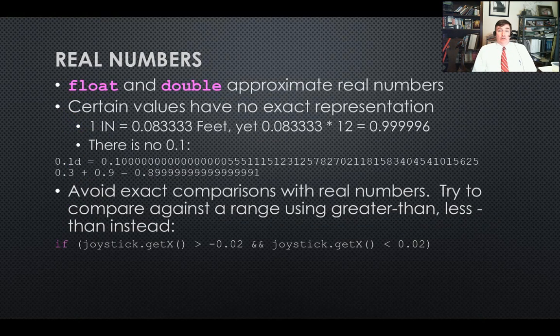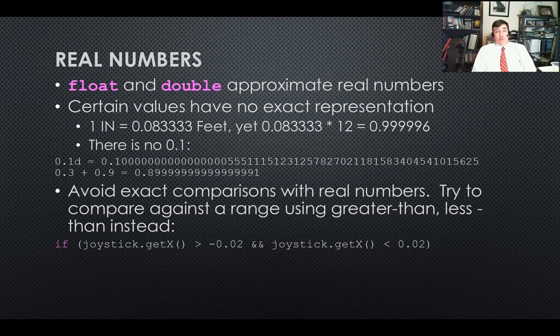So here's a caveat about real numbers. There's no such thing. Computers, at least modern computers, are digital. That means they run on a binary system. And real numbers are not binary. So float and double are only approximations of real numbers, which means certain values have no exact representation. Unfortunately for us, in the FRC world, a lot of the values we use most often actually have no representation.